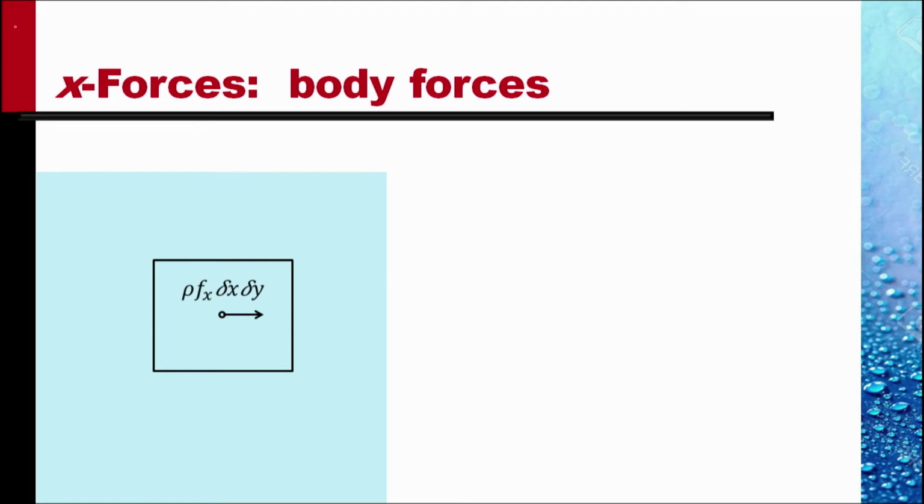The forces are of two kinds: body forces and surface forces. The body forces are given on a per unit mass basis, and so, the mass of the control volume being rho del x into del y, and if Fx is the component of body force in the horizontal direction per unit mass, then the total body force is simply rho Fx del x into del y.